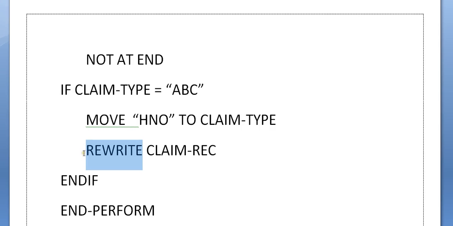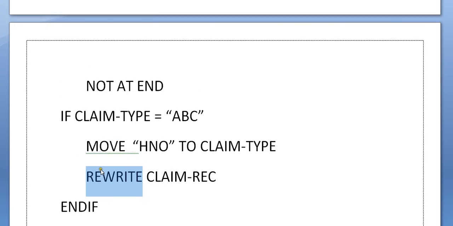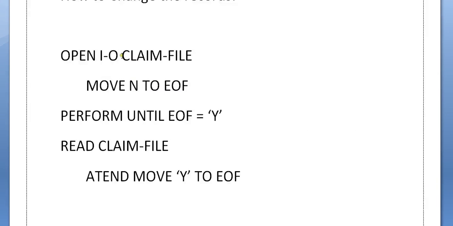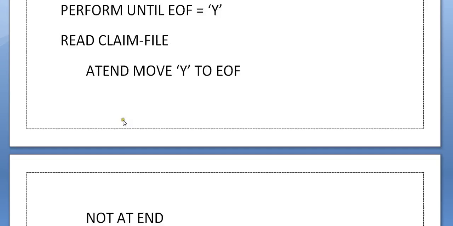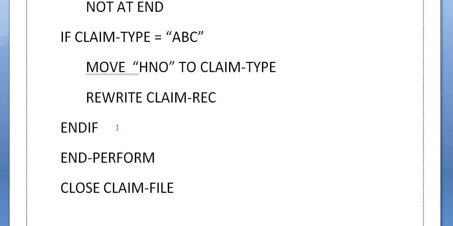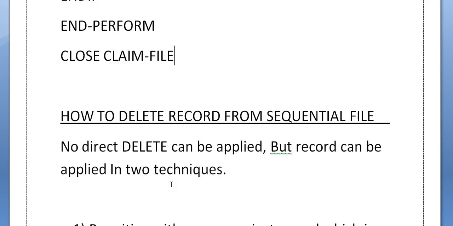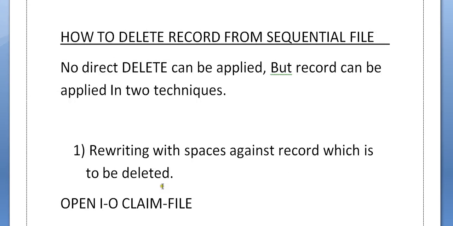when you're trying to modify an existing file. And the open mode is always IO mode. We don't use it that much, but it is important to know in real time. So rewrite claim record, end if, end perform, and close claim file. The same way, now we have seen how do we open the file, how to read a file, and how do we modify a file.